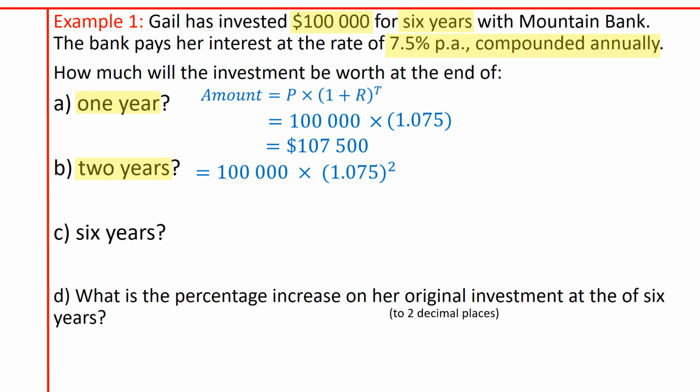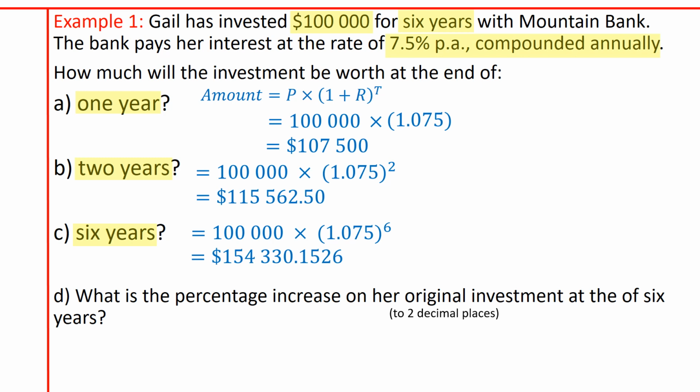Okay, let's have a look at part B. So 2 years, we're going to be using exactly the same formula, but this time it's to the power of 2 because we've got 2 years. Entering that into our calculator, and you'll end up with $115,562.50. Neither of those two answers I've had to round. Okay, 6 years. Same formula, but this time to the power of 6. So put that in your calculator and pause the video and see if you can work out the answer.